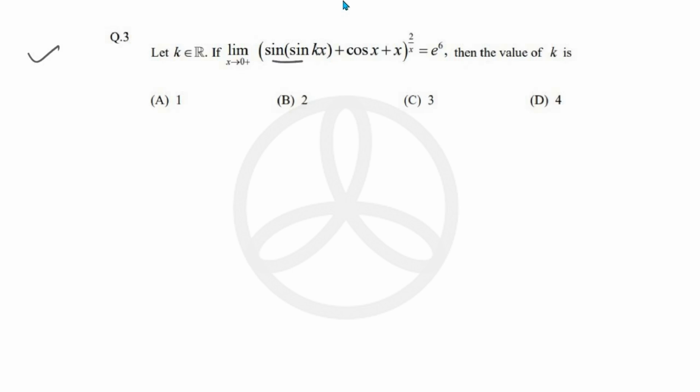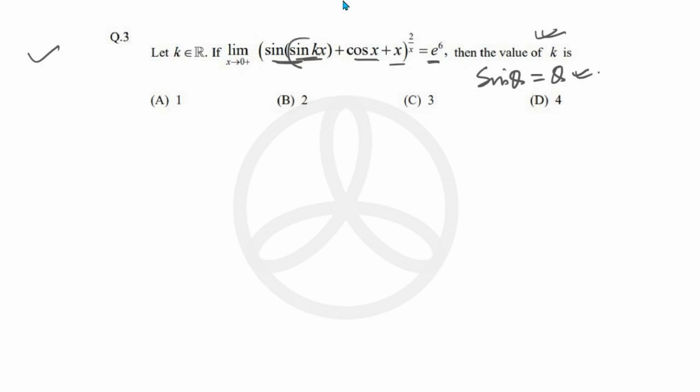It says that this particular limit is given, and then e to the power 6, we have to find a possible value of k among all these four options. The only concept used in this will be that for an infinitesimal value of theta, or a very small value of theta, sin theta tends to become equal to theta. And that we will apply here.